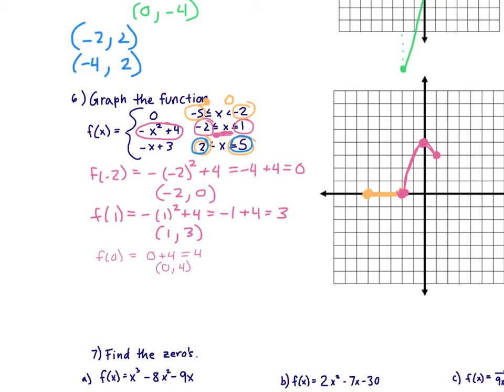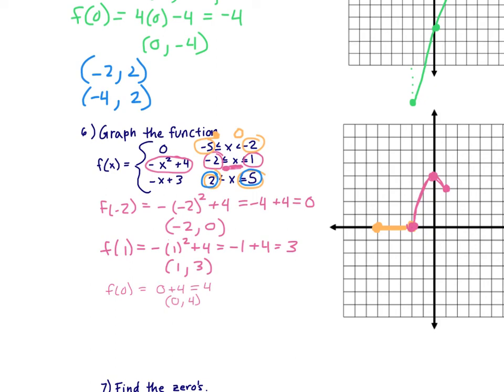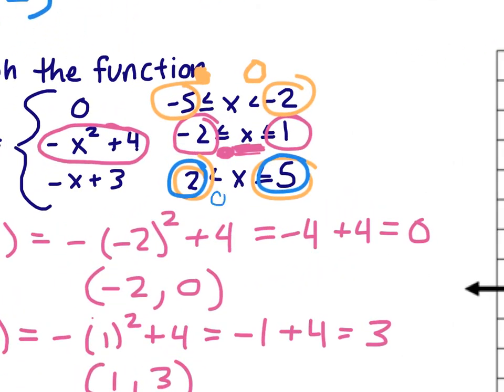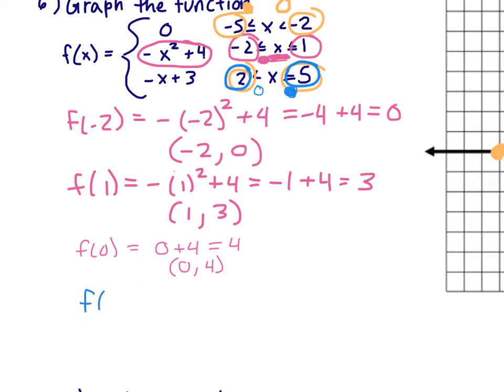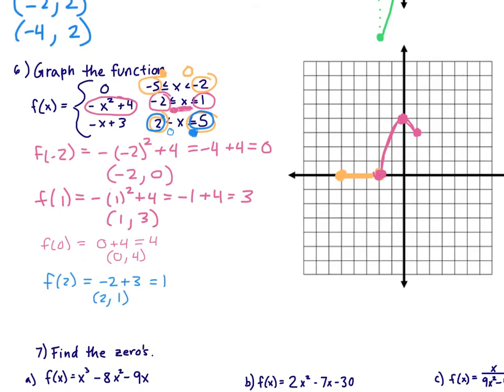Next we have this third part of our piecewise, our third function. So we're going to plug in 2 and 5. Whatever we get for 2 is going to be an open circle, and whatever we plug in for 5 is going to get a closed circle. So we have f of 2 is going to be -2 plus 3. So our point is going to be 2, 1. So we go to our graph, we go to the right 2 and up 1, and we said that was an open circle.